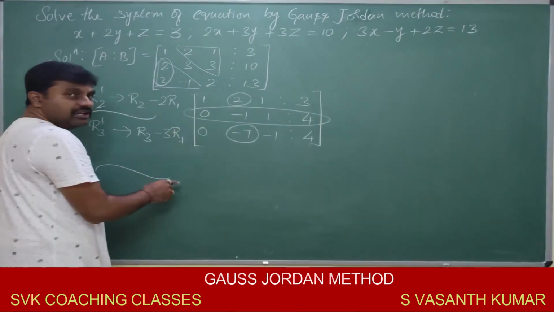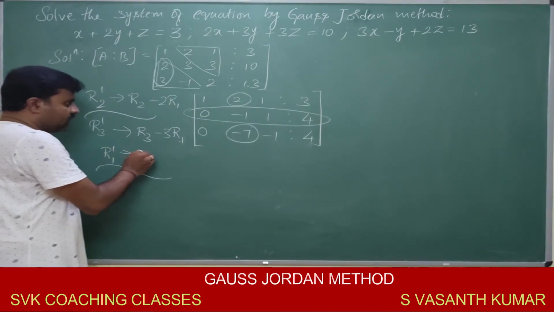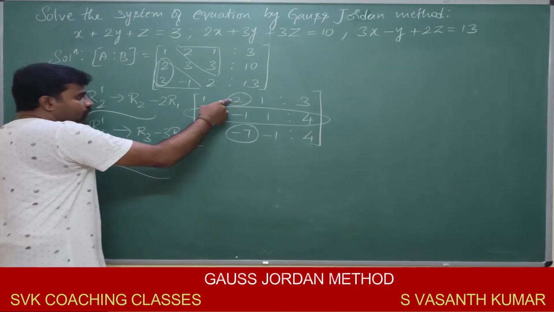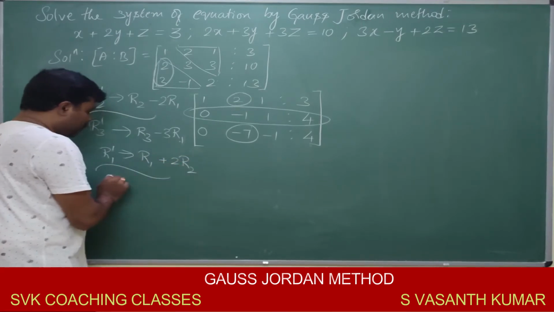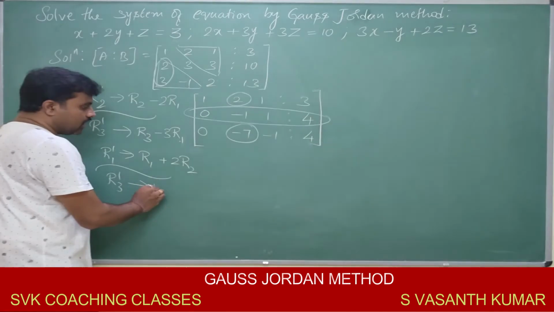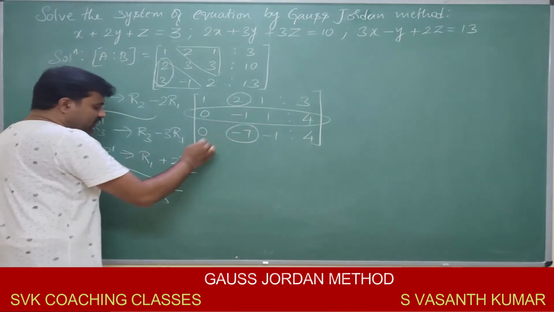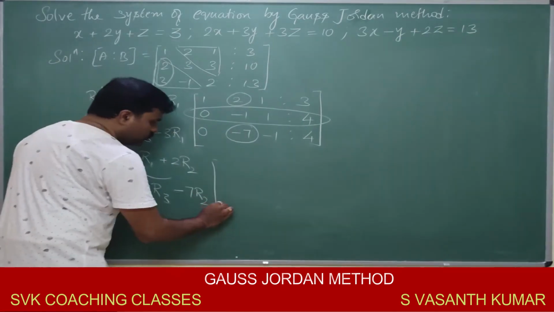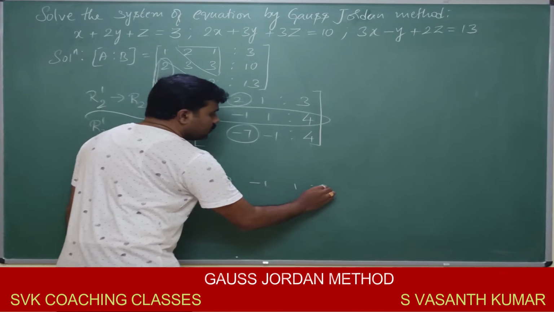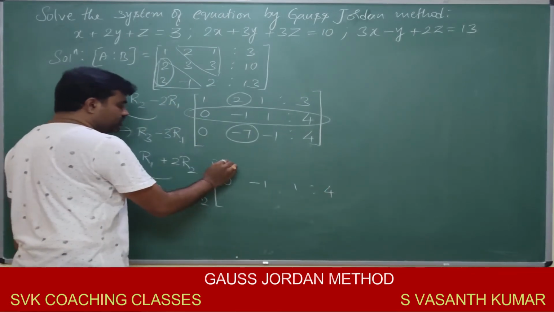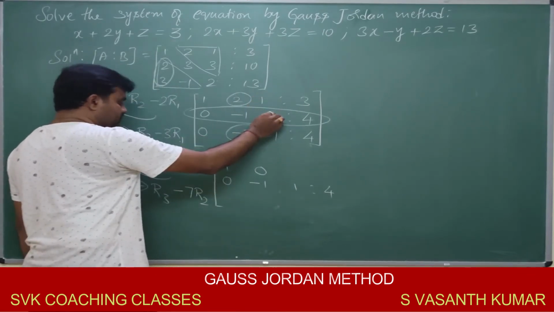Always apply the same method for every problem. Therefore R1 dash is affected here: R1, as we have opposite signs, go with plus, R1 plus 2 times R2. Similarly R3 dash will be affected: as we have the same sign here, go with minus, R3 minus 7 times R2. The non-affected row is the second row: 0, minus 1, 1, 4. So 1 plus 0 is 1 itself, 2 minus 2 is 0, 1 plus 2 is 3.